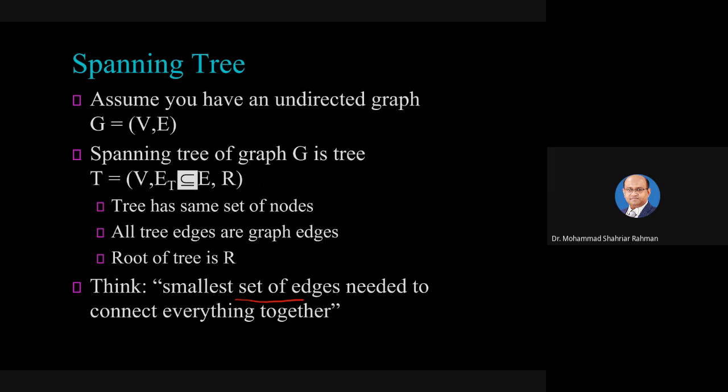So given a graph G, the spanning tree of this graph G is a tree T, which has all the nodes from graph G. The tree may have a subset or the entire set of edges, and there will be a root. Naturally, if we have a tree, then the tree has a root. So root node will be there.